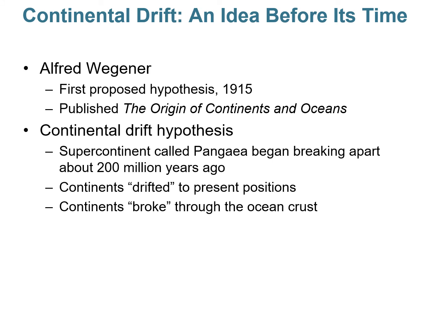So there was this scientist, Alfred Wegener, and he proposed a hypothesis called continental drift in 1915, really long time ago. And he published a book, The Origin of Continents, where he discussed his hypothesis. Essentially what he was trying to say at the time was that there was a supercontinent called Pangaea, and it began breaking apart about 200 million years ago. And since that time, the continents have drifted from Pangaea to their present positions.